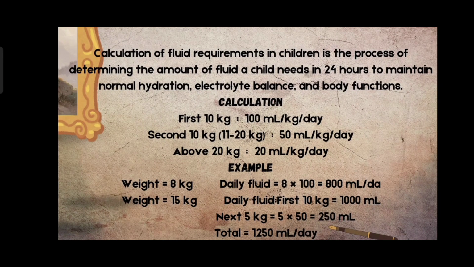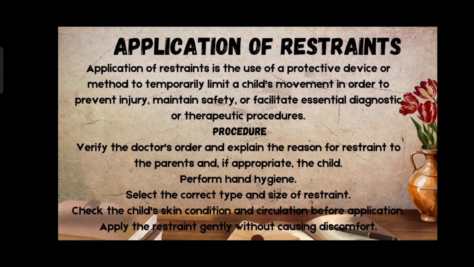Then if it is 15 kg, as I already told, for the first 10 kg it is 100. So here the remaining 5 kg is also there. I told that for the second 10 kg it is 50. So for the next 5 kg we multiply by 50. So 5 into 50, that is 250 ml. For the first 10 kg, that is 1000 ml. So we add both of these, and we get a total of 1250 ml per day. That is about the calculation of fluid requirements.